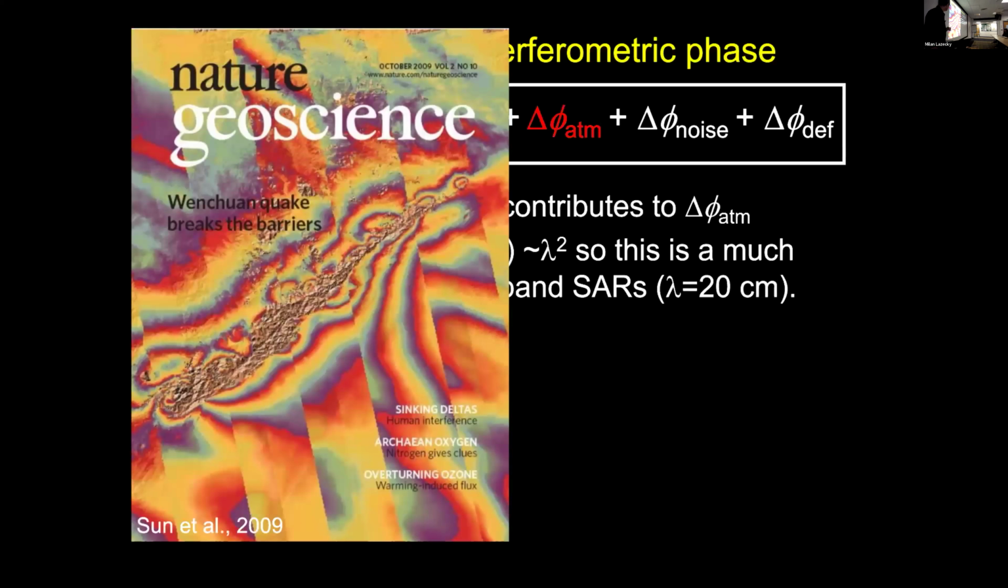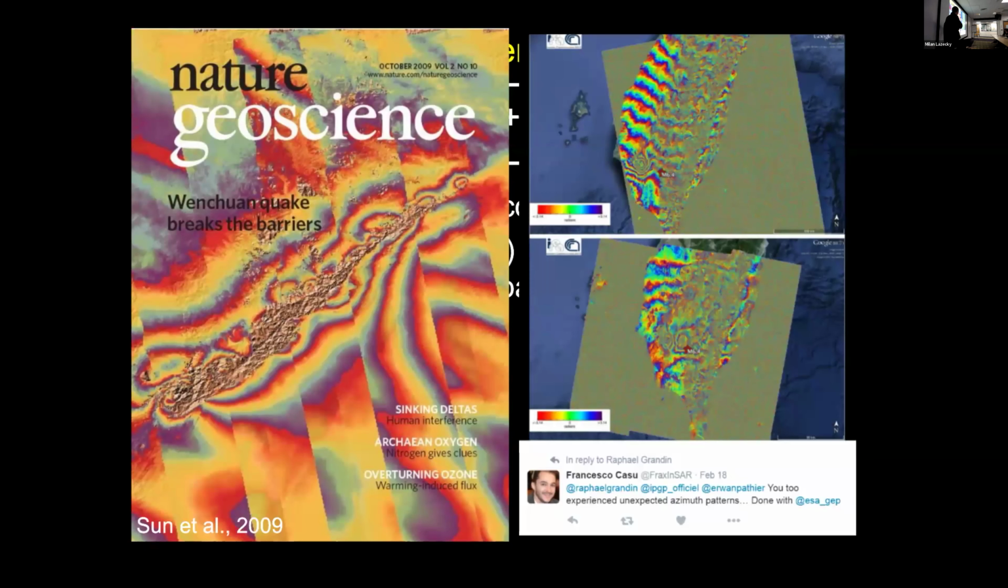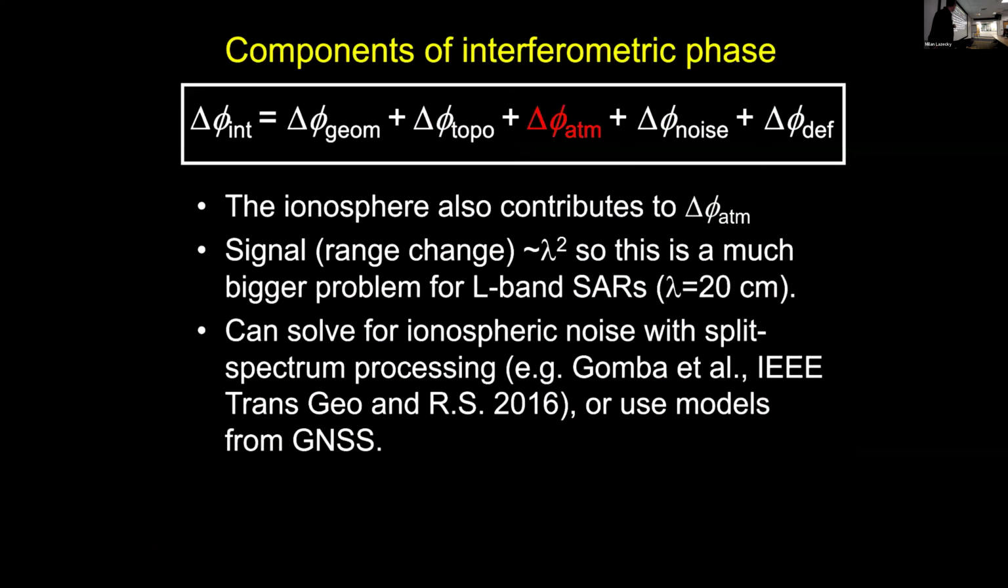This is a cover of Nature Geoscience from the earthquake in Wenchuan in China in 2008. All of this long wavelength stuff in the distance is coming from the ionosphere with this L band mission, a Japanese satellite. You also see it in Sentinel-1 in extreme cases. This long wavelength striping also comes from the ionosphere, and that's in Taiwan. That's a very rare case. Usually you don't see anything that big, but you do see contributions from the ionosphere.